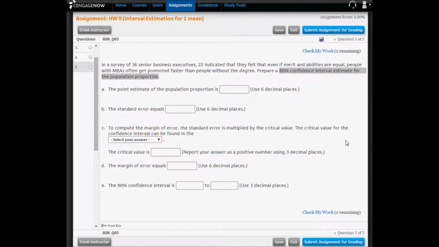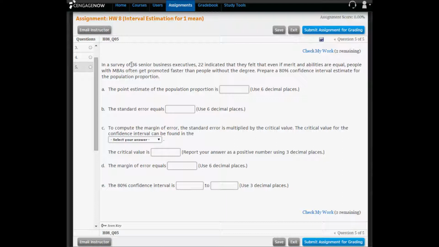In problem 5, we're going to construct a confidence interval for a population proportion. In my case, it's an 80% confidence interval. In a survey of 36 senior business executives, 22 of them said that they felt that even if merit and abilities are equal, people with MBAs often get promoted faster than people that don't have an MBA.